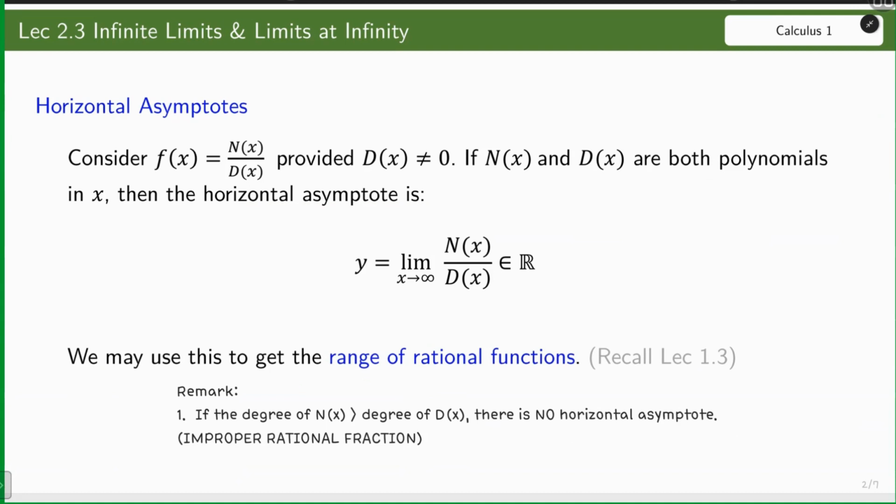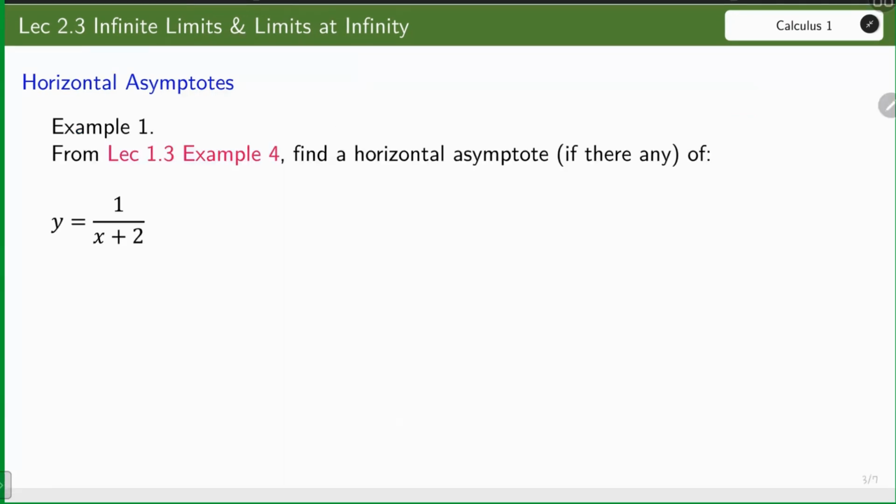We have the following remark. If the degree of the numerator is greater than the degree of the denominator, there will be no horizontal asymptote. Take note that the limit of that, as discussed in the previous lecture video, is infinity or negative infinity, so that does not exist. This is the situation when the rational fraction is improper, when the degree of the numerator is greater than the denominator.